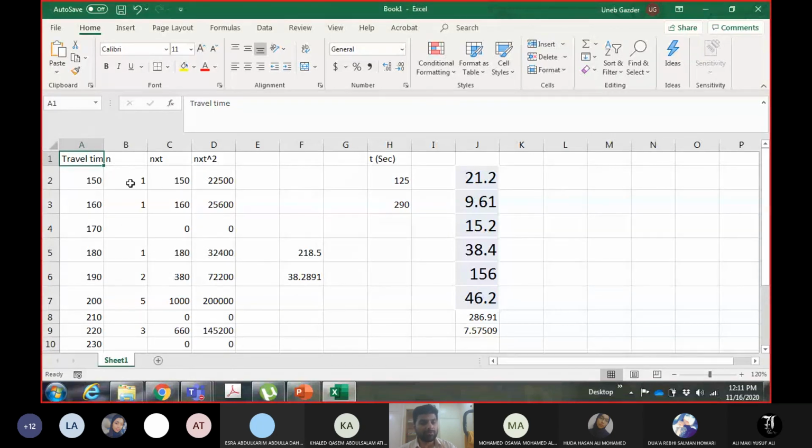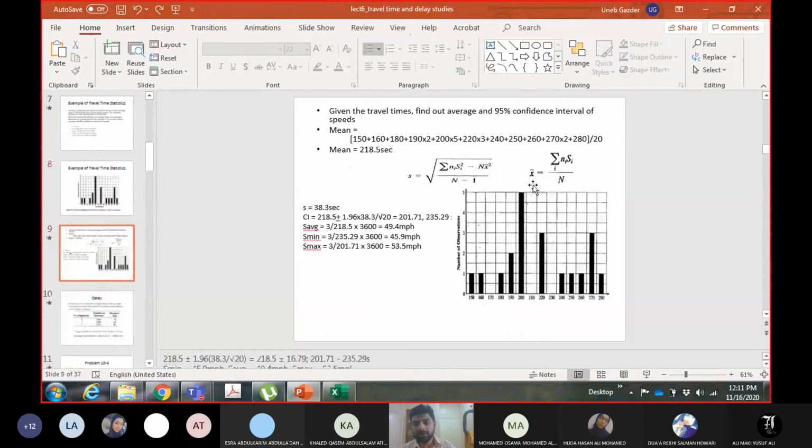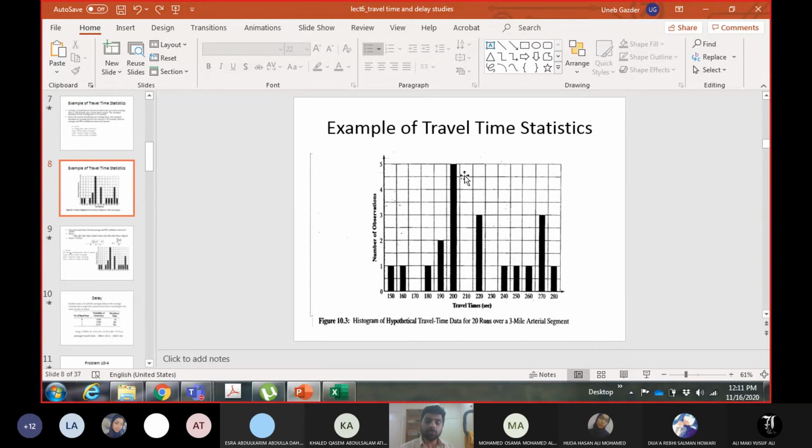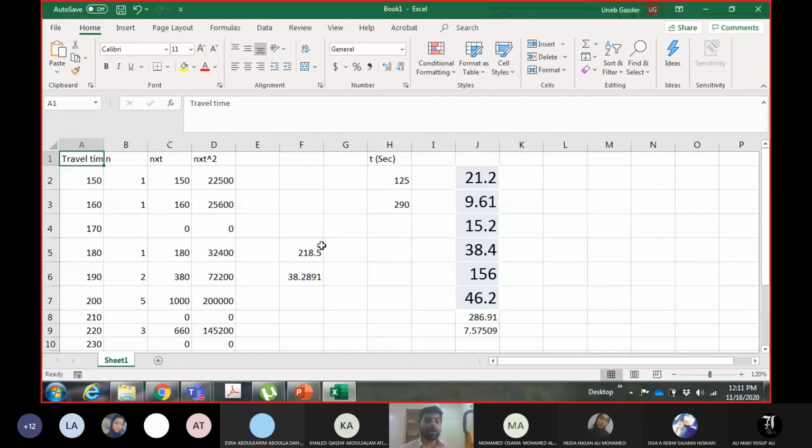So 150 has 1, 160 has 1, 170 has 0, and 180 has 1. Then for calculating mean and standard deviation, we are going to use these two equations, the equations which we use for frequency distribution. For mean, we are doing n into s upon capital N, and for standard deviation, we need to do n into s square. Now, what was s? S was the middle speed. In this case, I don't have s. I have travel time. So instead of s, I will use t, representing travel time. So instead of calculating n into s and n into s square, I will calculate n into t and n into t square.